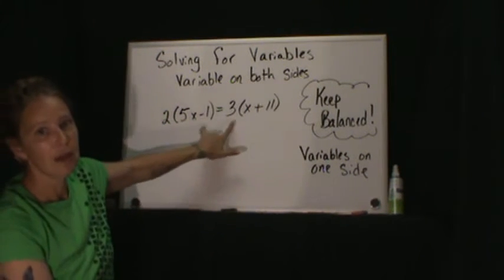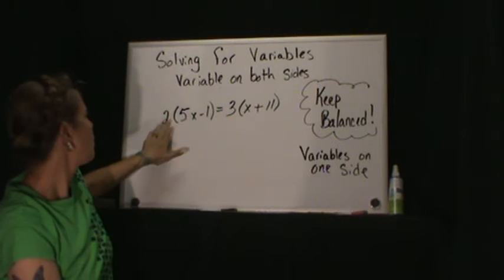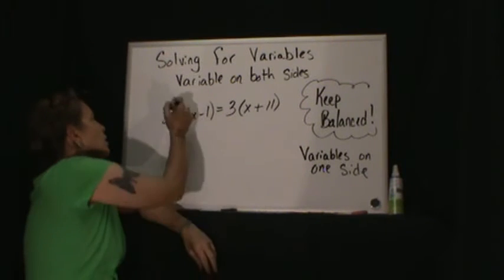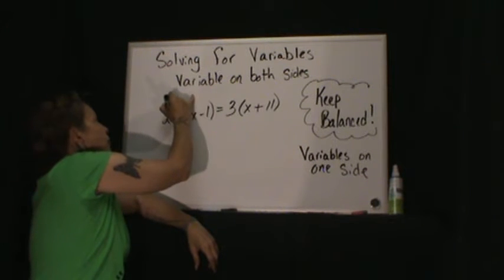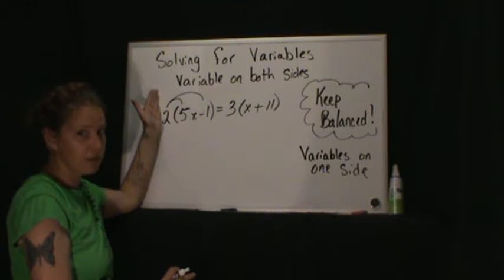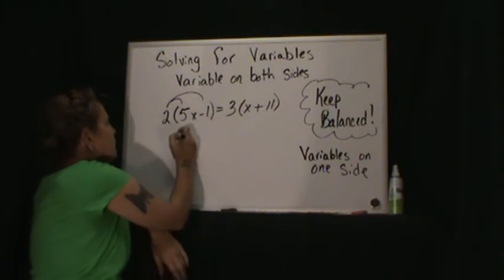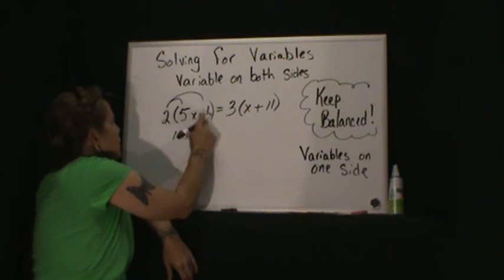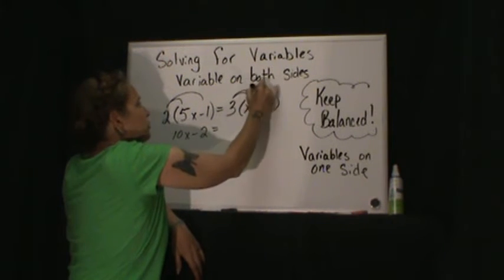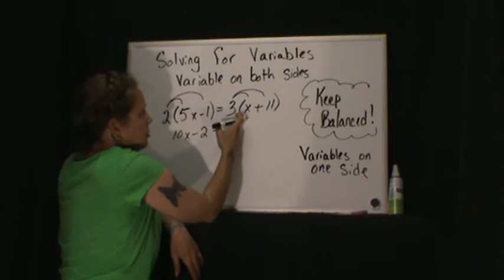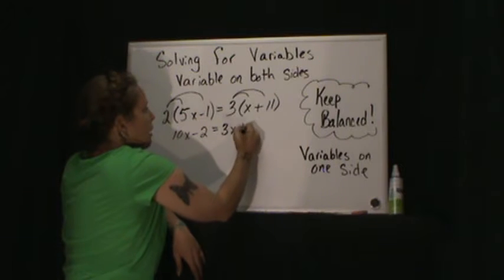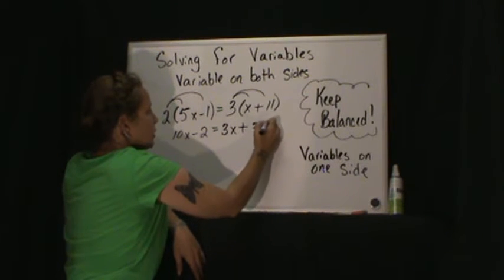Alright, again we have x for our variable. We have parentheses and a number outside, which means multiplication. What we call this is distribution. We are going to multiply both numbers inside of our parentheses by the number that's on the outside. So 2 times 5 is 10. 2 times negative 1 is negative 2. And again here, distribute. 3 times, there's a hidden 1 there, so 3 times 1x is 3x. And 3 times 11 is 33.